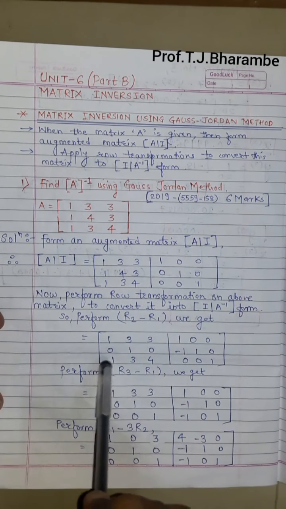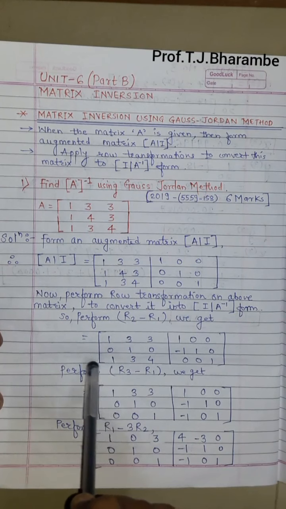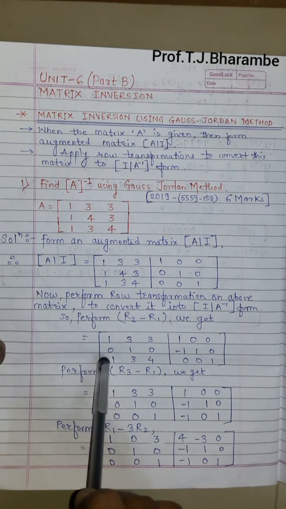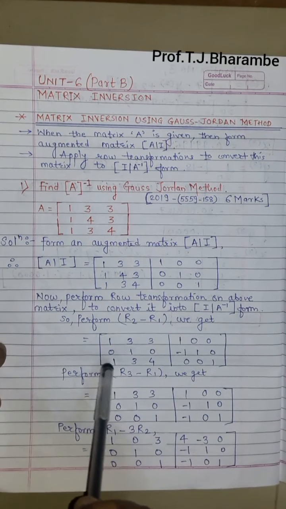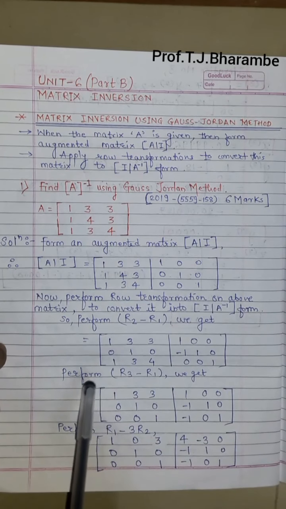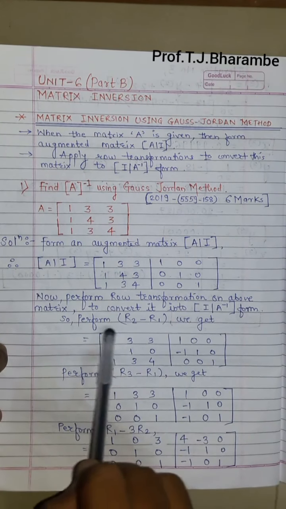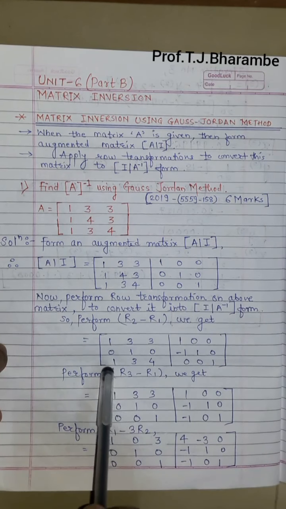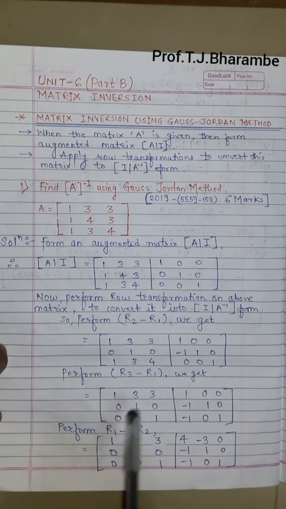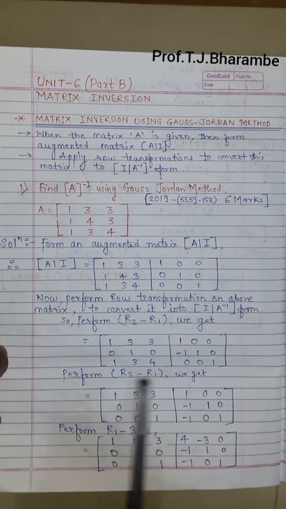Now the next step is we have to make this element, that is my A31, which is 1 here, 0. So I have to make this 0. So how can I make it 0? Again with the help of this 1 only. So I will perform R3 minus R1. So see here, I am going to perform R3 minus R1.